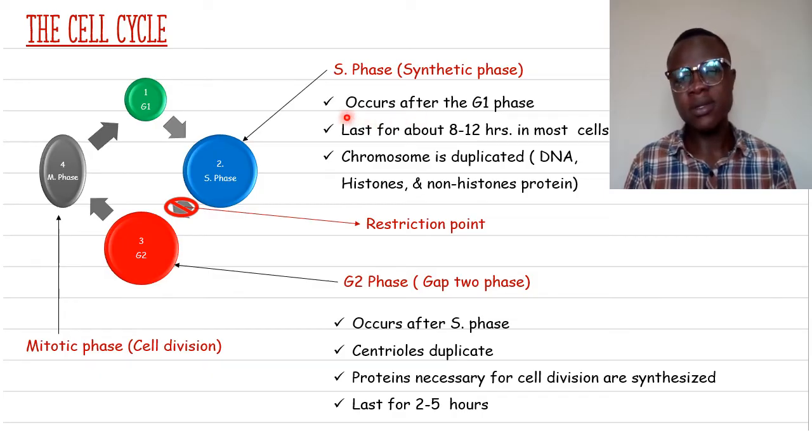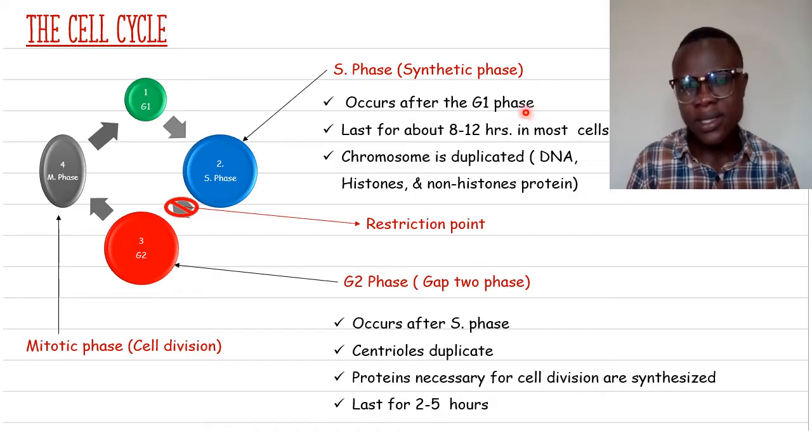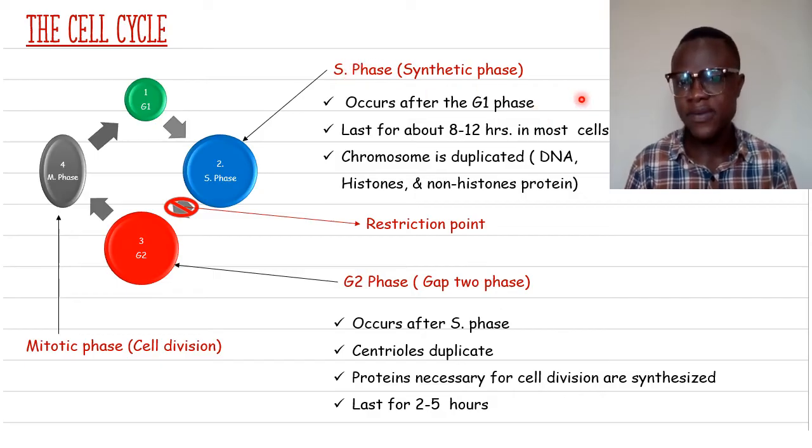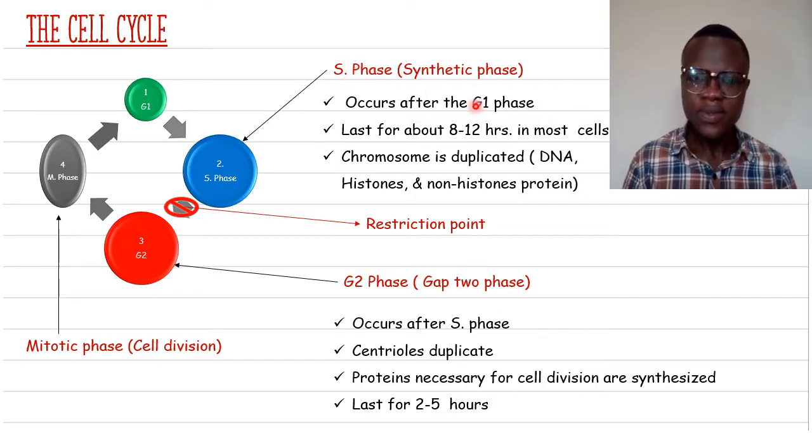This phase immediately occurs after the G1 phase. So after the cell has grown and all of the needed materials meant for cell division have been produced, the cell then enters the S phase of the cell cycle. The phase lasts for about 8 to 12 hours in most cells.